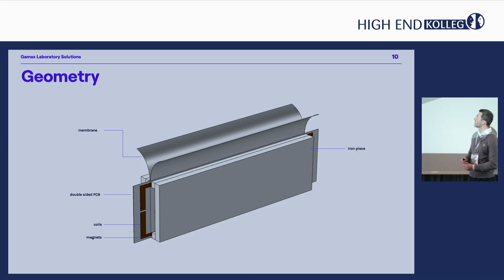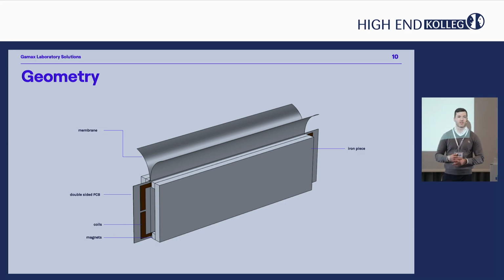Okay, so let's jump into the model itself. This is how the speaker looks. Not all parts are there, so we have the membranes. As you can see here, it's not the traditional axial symmetric geometry, so we have an extrusion in one dimension.